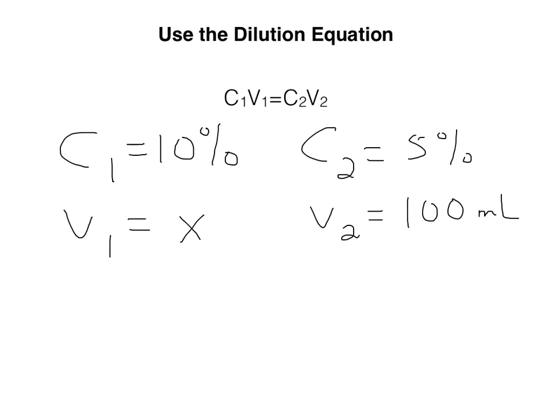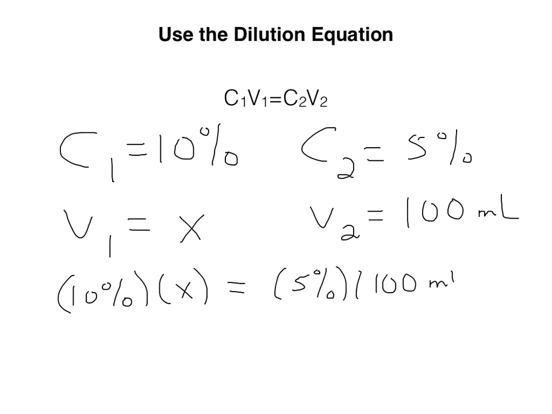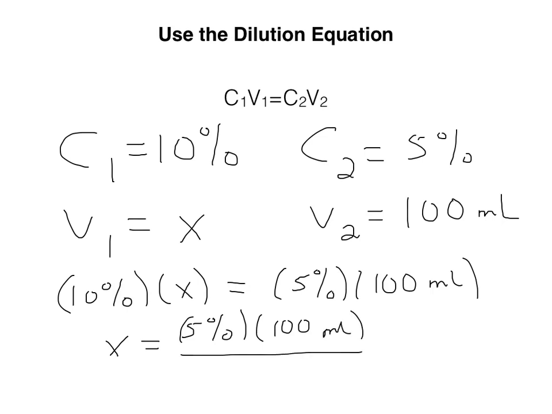Well, by using the dilution equation, I can see that 10% times V1, which again, we don't know, we're solving for, equals 5% times 100 mils. Because again, I want to make 100 mils of a 5% solution. Well, if I solve for X, I can see that X will equal 5% times 100 mils over 10%. Well, my percents are going to cancel. 5 times 100 is 500, divided by 10 is 50. So this tells me that V1 equals 50 milliliters.